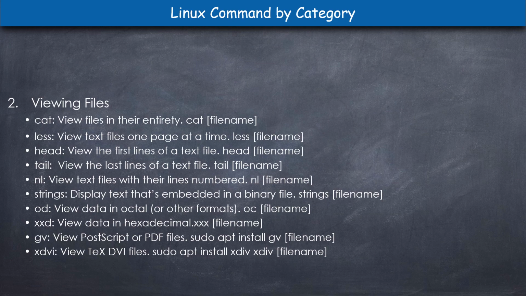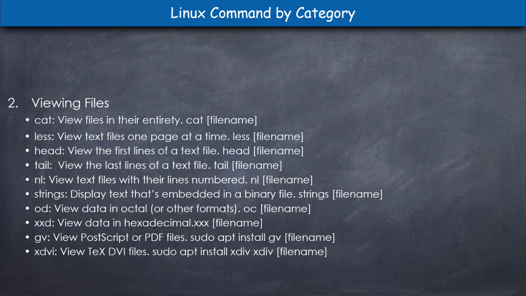Suppose you want to see only the top 3 lines, or top 4 lines, or top 5 lines, or top n number of lines, so you can specify head hyphen n and the number of lines you want to see. So it will just show you that many lines from the top of that file.